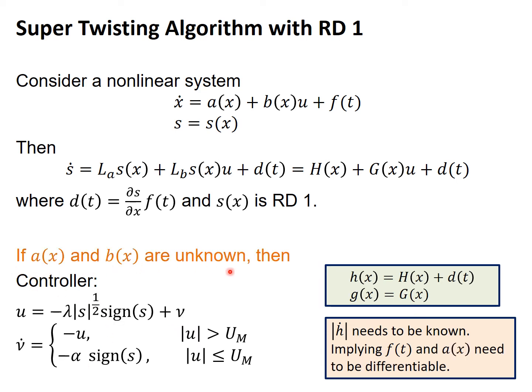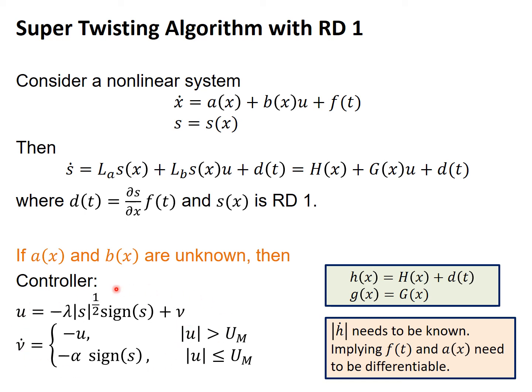We will see the case where A and B are unknown. When both A and B are unknown, then hx and gx also become unknown. So when hx and gx become unknown, then you can't have that gx inverse hx plus lambda kind of thing. So here you have to directly use u equals minus lambda mod s to the power of half sin s plus nu, where nu dot is like this. This is the usual form that we know, that we have proved the convergence for.